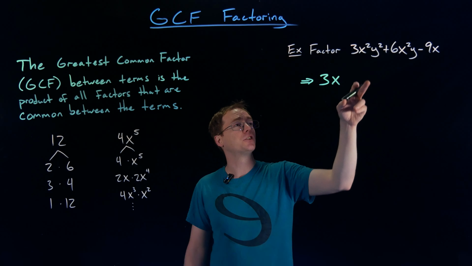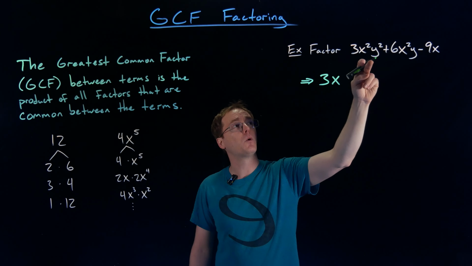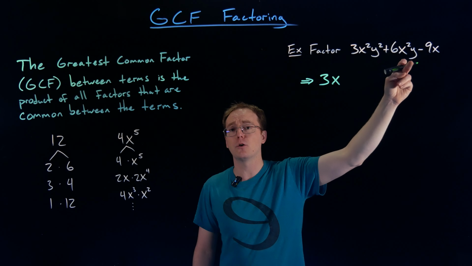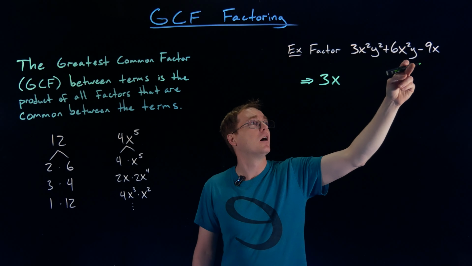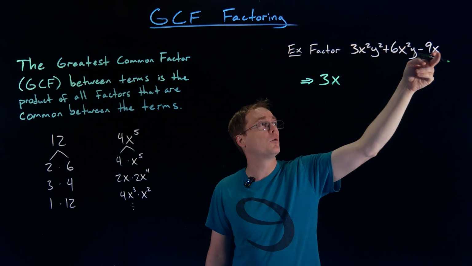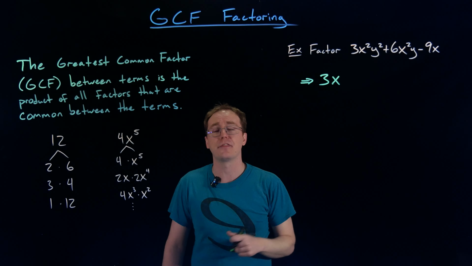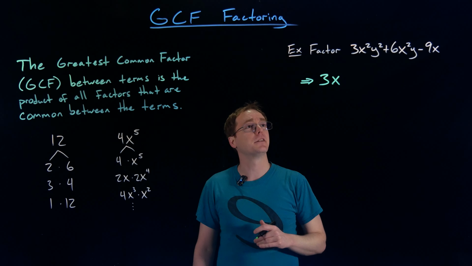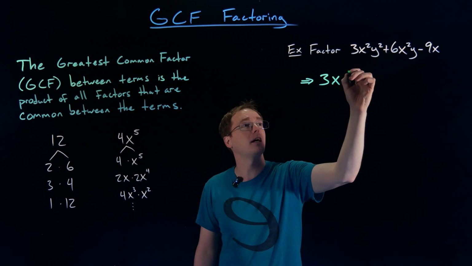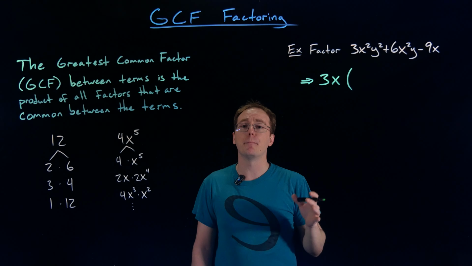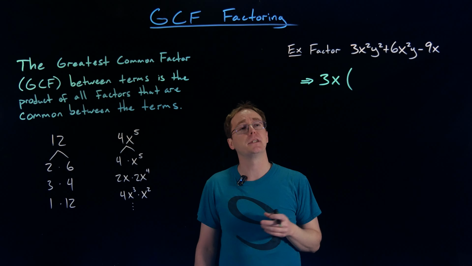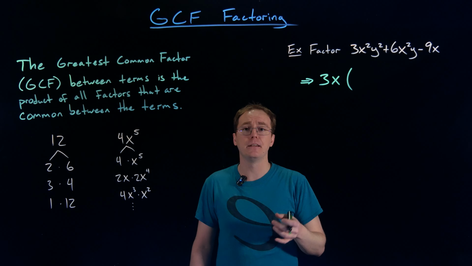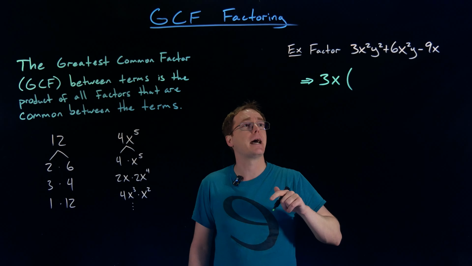And we can try to do something similar for the y's. It looks like we have 2 y's in our first term, only a single y in our second term. So maybe we could pull out a single y, but no, we cannot, because there is no y in that third and final term. So our greatest common factor is just going to be 3 times x, and then inside of our parentheses is going to be what remains from each of our original 3 terms after we've extracted that greatest common factor of 3x.